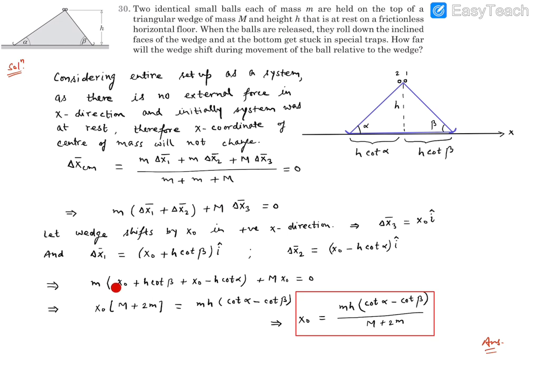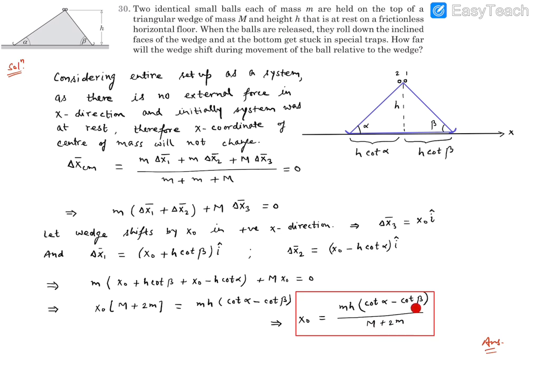Now we can put them over here. So it's like small m, delta x1 is x naught plus h cot beta. Delta x2 is x naught minus h cot alpha, and this plus capital M x naught. There was i cap common. We can cancel it out. So from here we can collect x naught together, which is going to be m plus m, that is twice m small, and this is capital M, and this h cot alpha will become positive this side and h cot beta will become negative, and there will be m coming, so m h (cot alpha minus cot beta). From here x naught is coming as small m h within bracket (cot alpha minus cot beta) divided by capital M plus twice m.